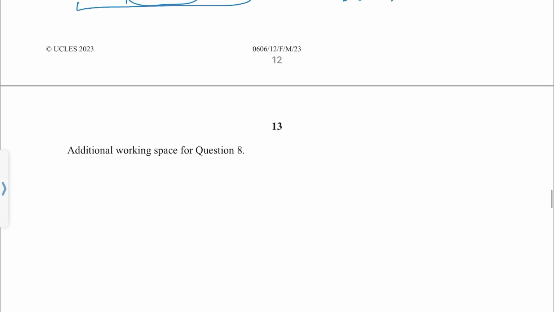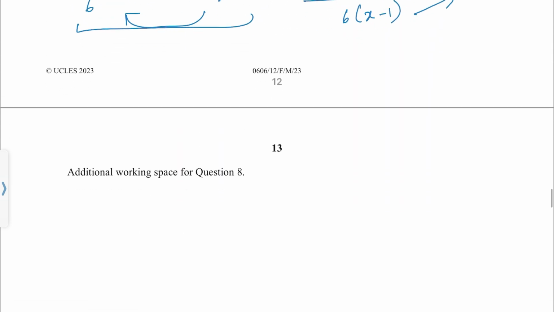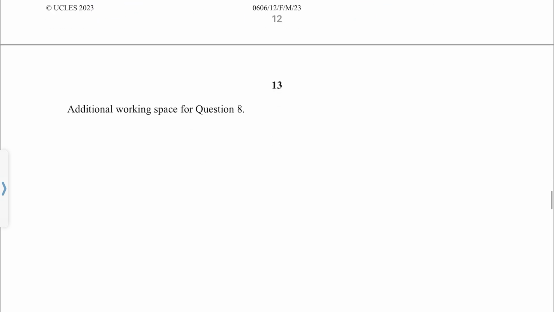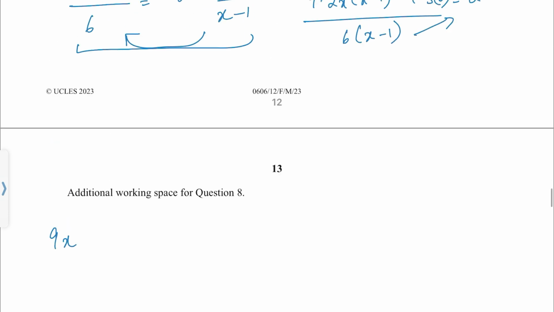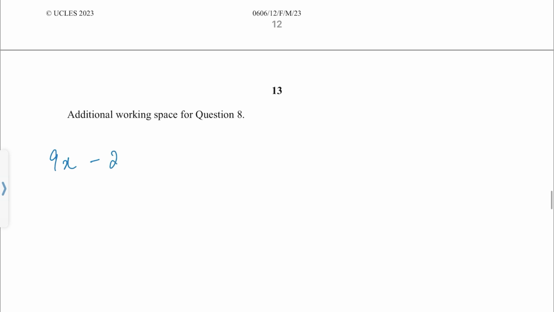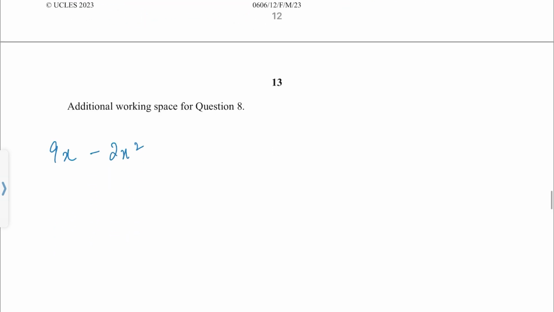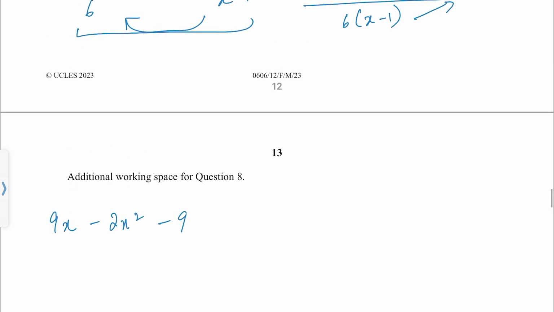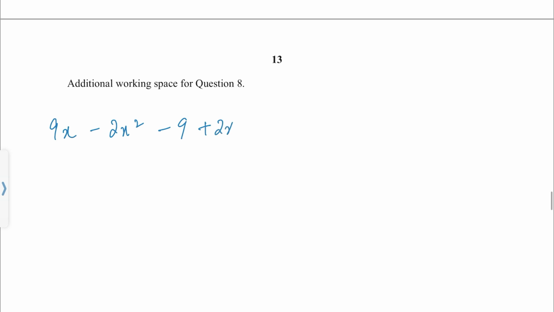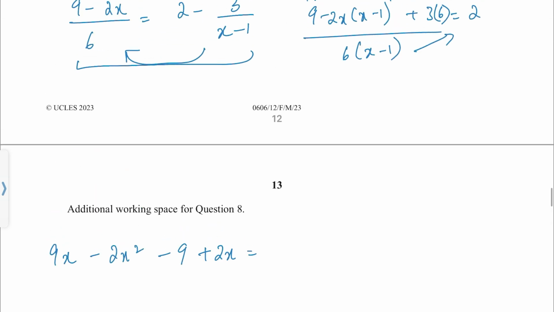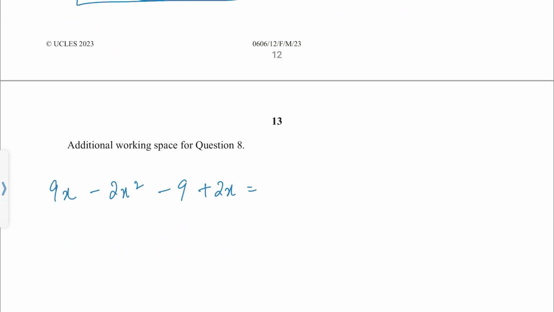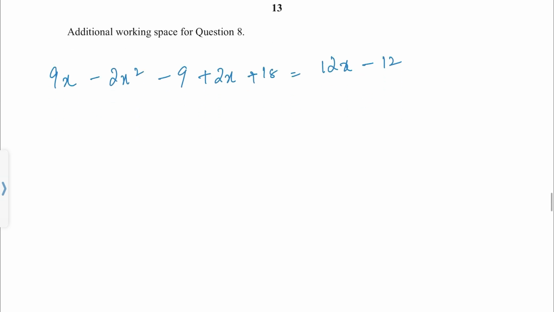This would go there and this would be multiplied. 9 minus 2x multiplied by x minus 1 would give us 9x minus 2x square minus 9 and then plus 2x. And then plus 18 is equal to 12x minus 12.